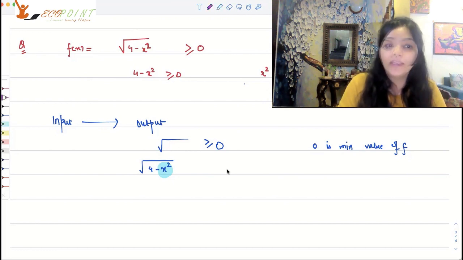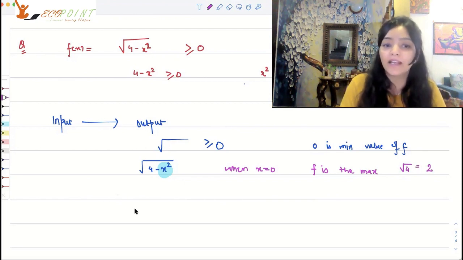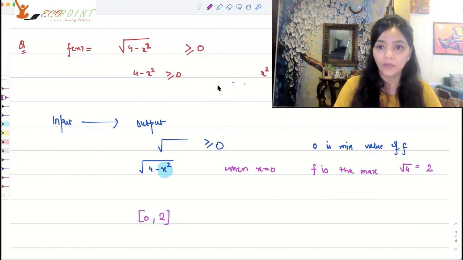But when x would be equal to 0, there is least deduction from 4. That means the highest value that f(x) can generate is when x is actually equal to 0. So f is the max when x is equal to 0, and that value is root 4, that is 2. So that means that the functional values can go from 0 to 2. So the minimum value f can take is 0 and the maximum f can go is 2. That's what range is all about.